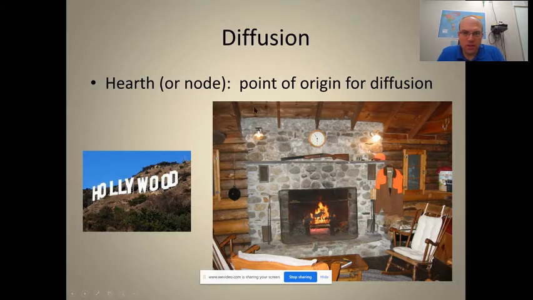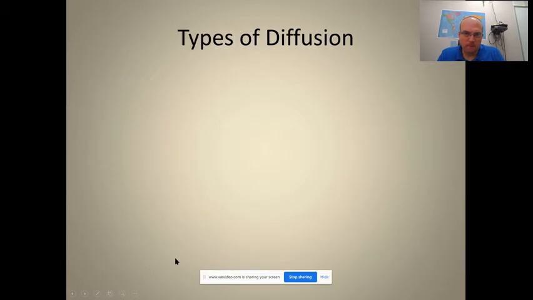We talked about hearth. This is that point of origin for diffusion. So the hearth of a fireplace is where the heat then diffuses from that point throughout the rest of the room or the house. And I put a picture of Hollywood here too. That's a point of origin for a lot of our popular culture. For our videos and movies, a lot of them are created in Hollywood. So that would be considered a hearth for that type of culture as well.